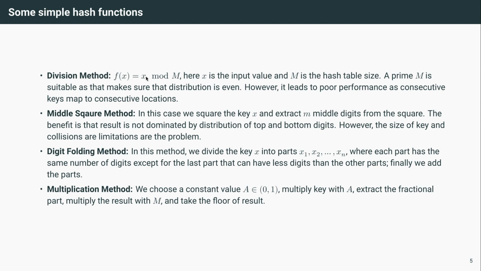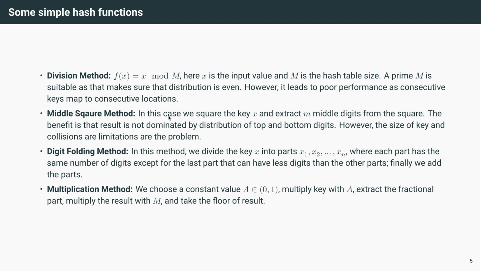Now we discuss some hash functions which are trivial at best. These are simple hash functions which we are going to discuss. One is called the division method. You take a modulus m, where m is the hash table size, and a prime number for m is suitable because it makes the distribution even. If you take a composite number, then the distribution will not be even. But consecutive keys map to consecutive locations. That's a downside of this method.